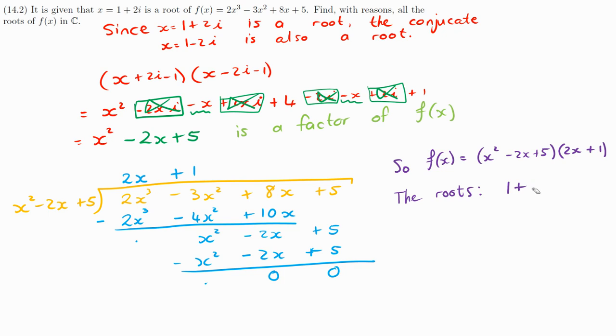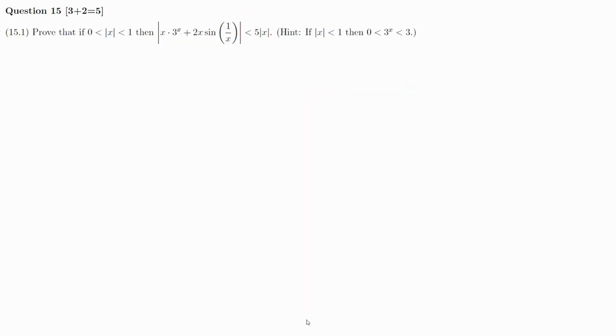The roots are 1 plus 2i, 1 minus 2i, and then this one, minus a half. So those are the roots. Okay, so for our next question, question 15. Only 15 and 16 left to answer. So now 15.1 proves that if the absolute value of x is between 0 and 1, then the following must be smaller than 5x. Hint, use the following.